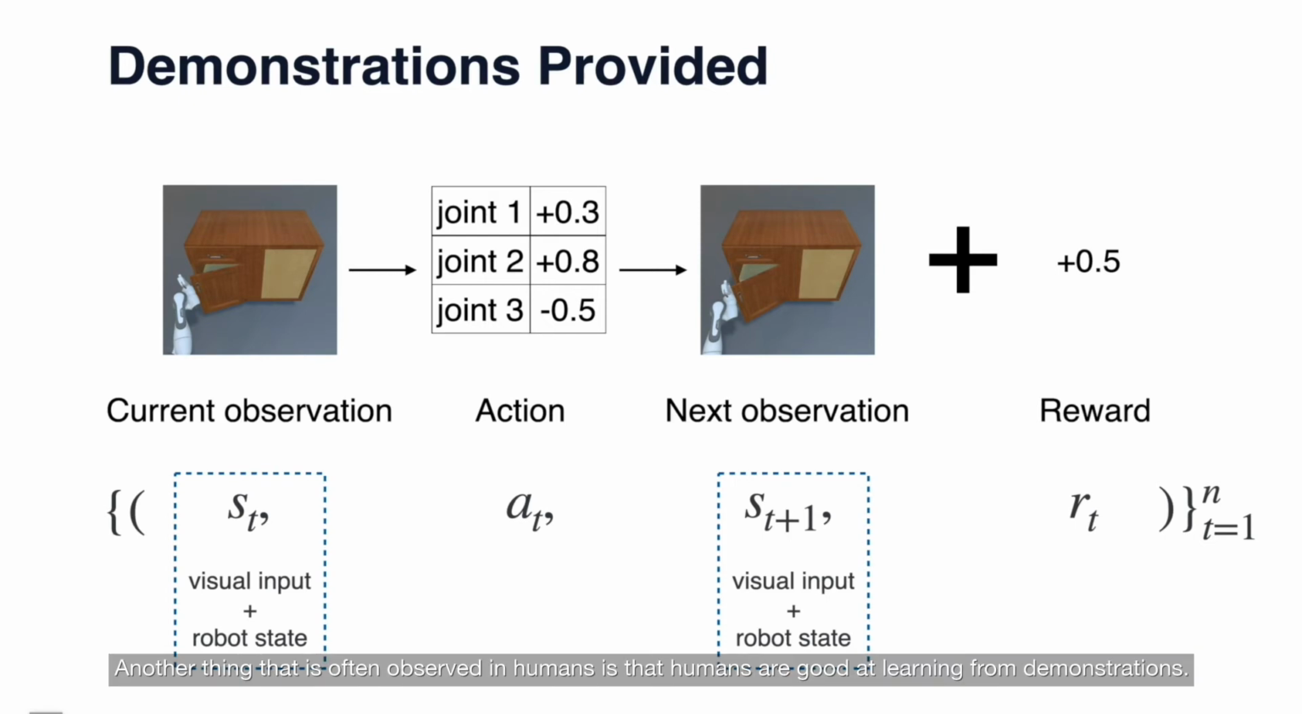Another thing that is often observed in humans is that humans are good at learning from demonstrations, so we have also provided high-quality demonstration trajectories for each task. With these demonstrations, researchers can then spend less time focusing on collecting good trajectories and instead focus more on the interesting aspects of the problem, such as network designs and learning algorithms.